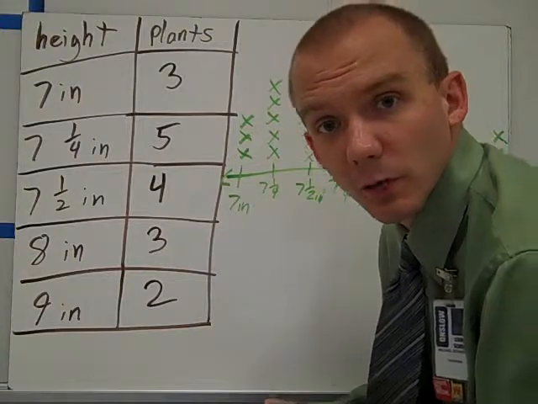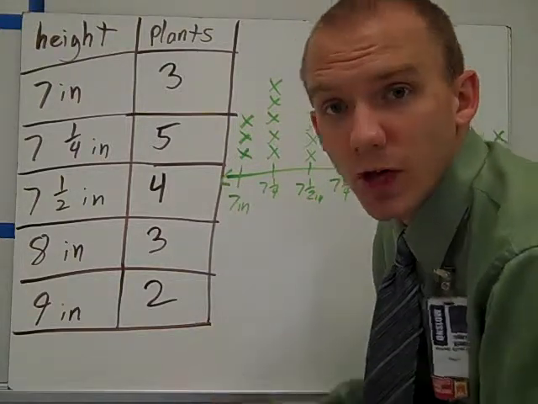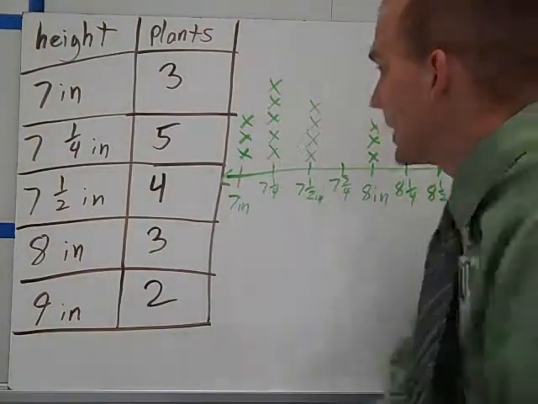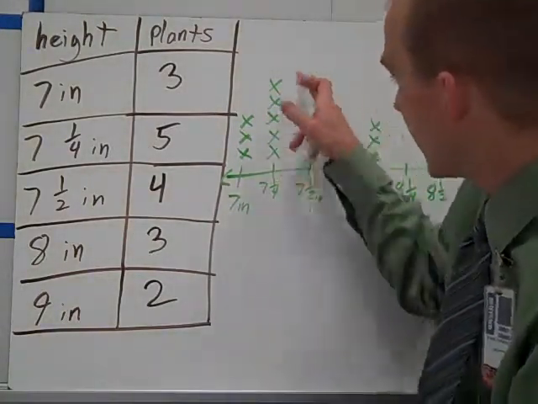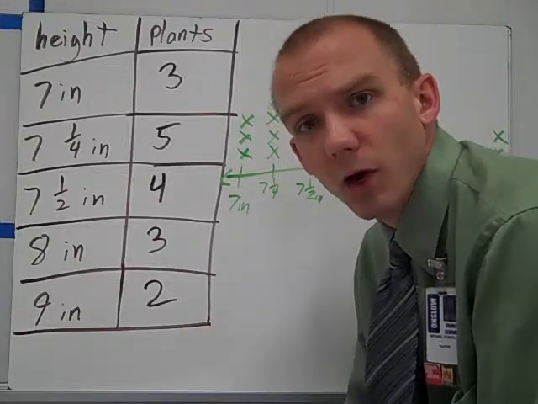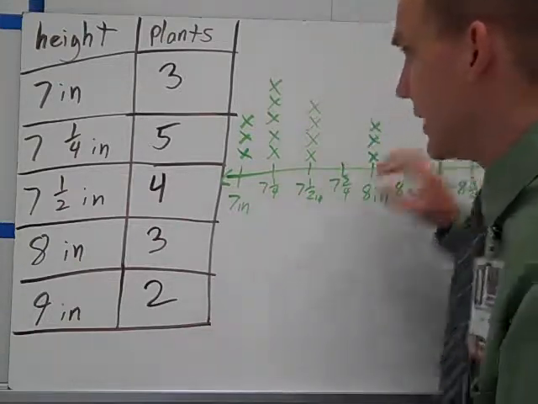Which length was the most common? 7 1/4 was the one that had the most plants. So there are different questions you can ask yourself and look at within this set of data.